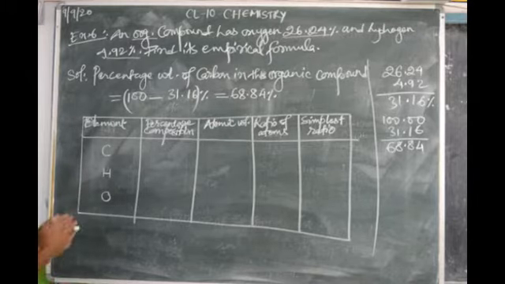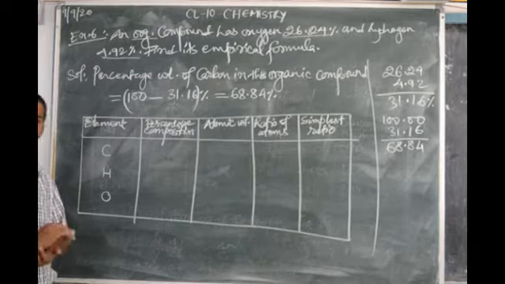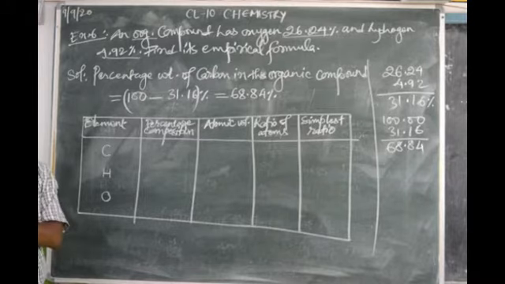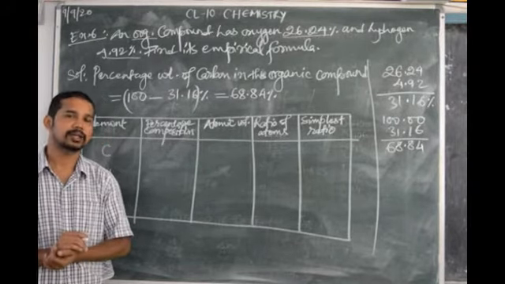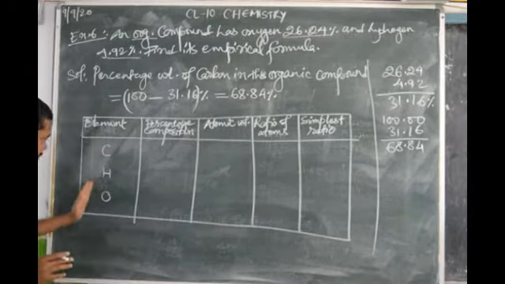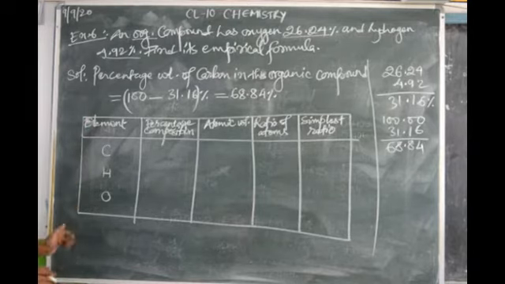But since it is an organic compound, generally while writing the formula for an organic compound, we write carbon in front, then hydrogen, then oxygen. So this is the series for writing the formula for an organic compound. It is good if you follow the series.